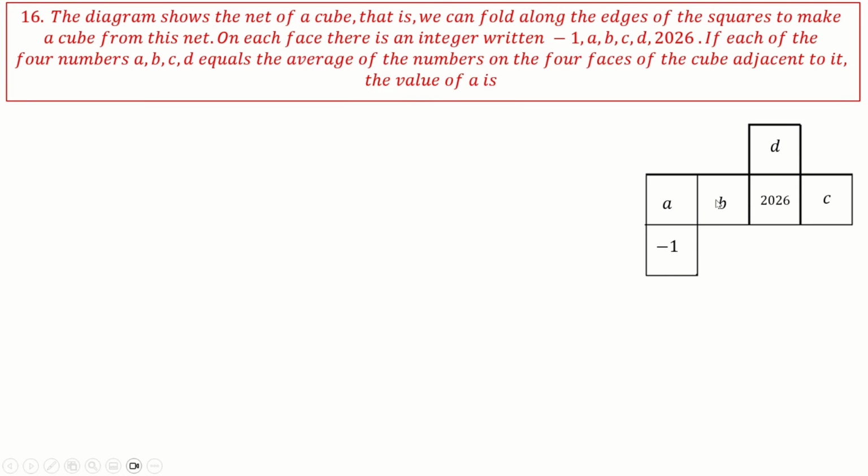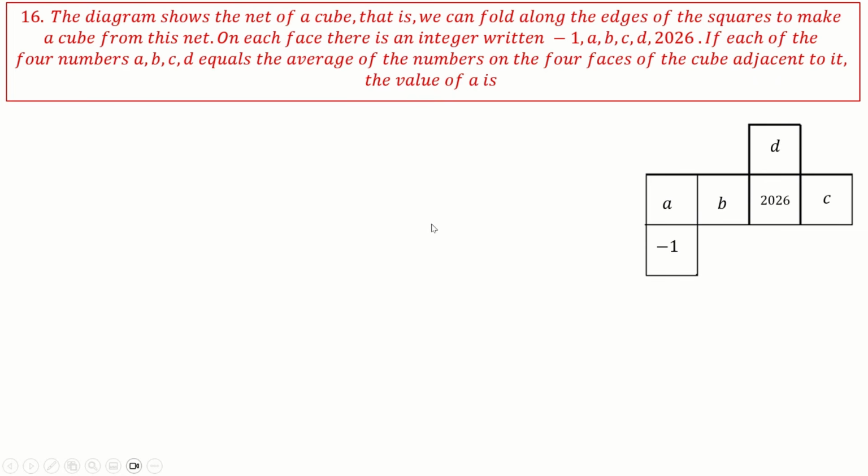Now I can fold this very easily, right? I can fold b to this one. So the sides will be a, b, 2026 and c. Top will be d, bottom will be -1. Correct? This is how I will fold it. Now understand which one is opposite to what side. D and -1 are opposite to each other, top and bottom. A and 2026 are opposite to each other. B and C are opposite to each other.